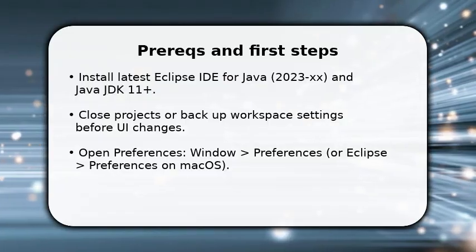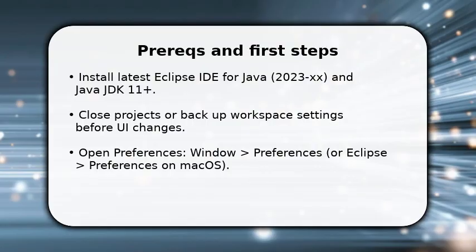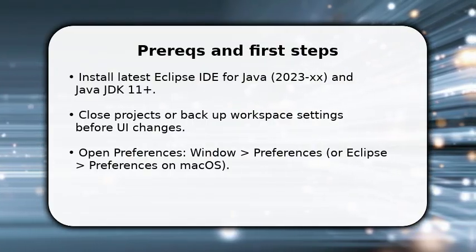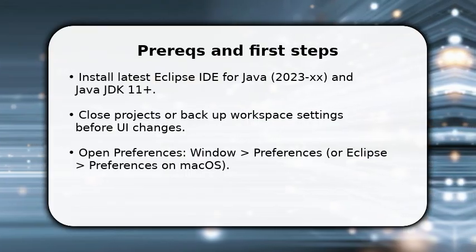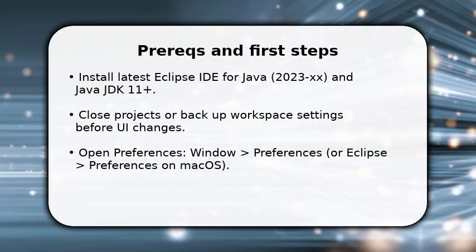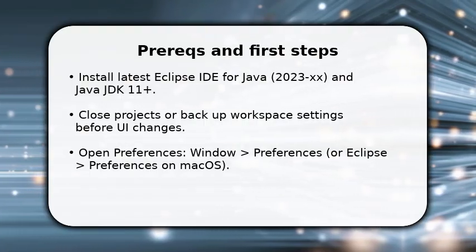You begin by confirming prerequisites: Eclipse updated and a JDK installed. Once that's ready, close running projects and back up your workspace to avoid lost settings. Now open Preferences via Window, Preferences, or on Mac OS, Eclipse, Preferences.